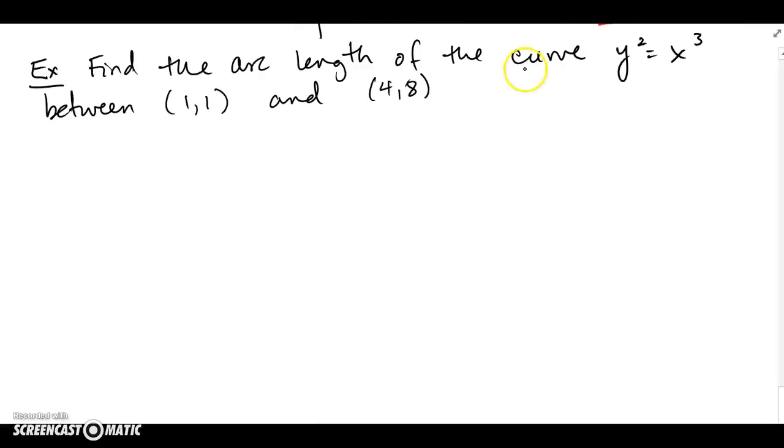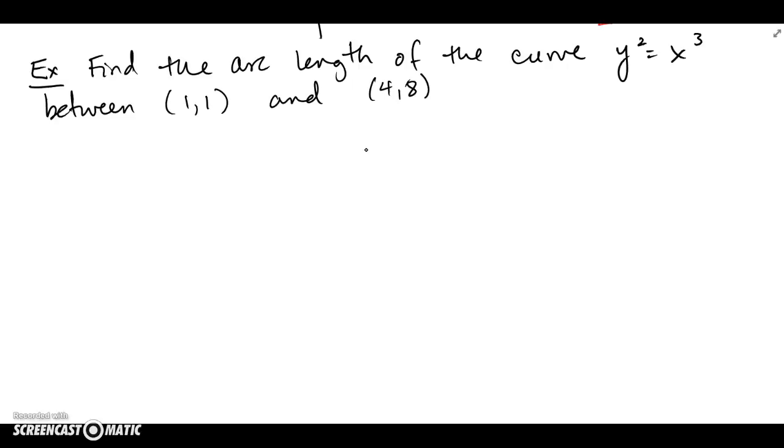Find the arc length of the curve y squared equals x cubed between (1, 1) and (4, 8). So in this case, they're just giving us two ordered pairs that the curve satisfies. They're not telling us whether I should use x values or y values, so whether I should set up a dx problem or a dy problem.